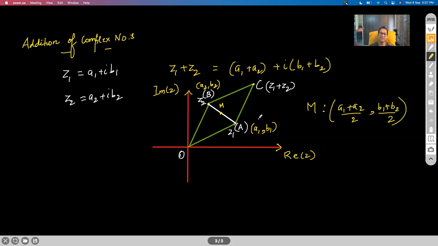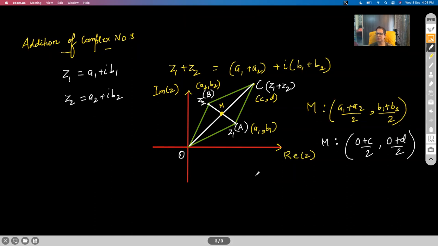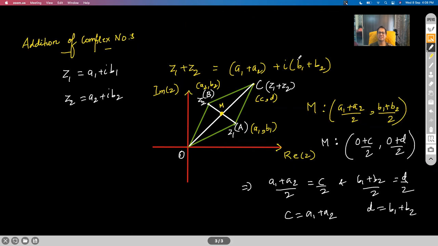Correct? Yes. Now, let us say, hypothetically speaking, the coordinates of C are C comma D. Can I say the midpoint of OC should also be the same point M? Yes or no? M should also be the midpoint of OC because the construction is that of a parallelogram. Correct. So the midpoint of OC will be 0 plus C by 2 comma 0 plus D by 2. Since both represent the same coordinates, it's very clear that A1 plus A2 by 2 is equal to C by 2 and B1 plus B2 by 2 is equal to D by 2. In short, your C comes out to be A1 plus A2 and your D comes out to be B1 plus B2. Thereby, my justification that this point is your Z1 plus Z2 point is absolutely right, isn't it? Correct.